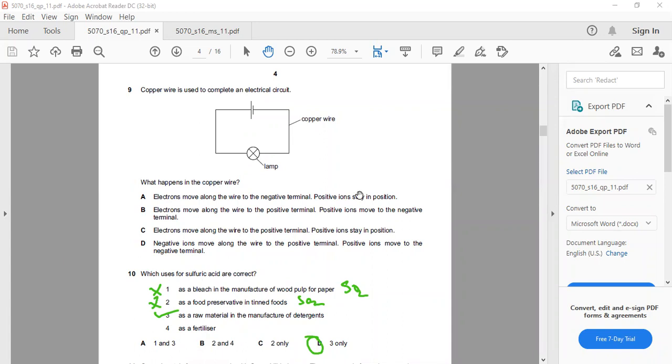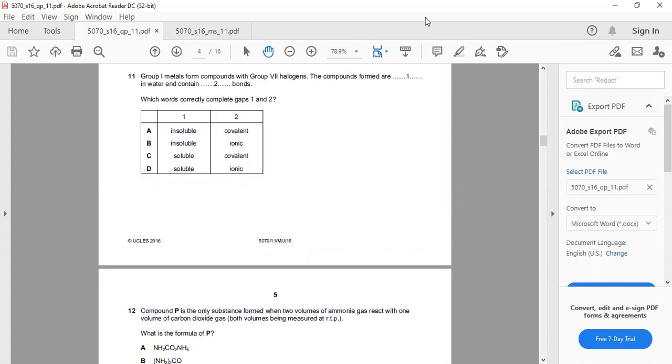11. It's about periodic table. So 11 is about periodic table. Read the question. Group 1 metal forms compounds with group 7 halogen. The compound formed are ionic. Because group 1 metals in your syllabus will form ionic bond.